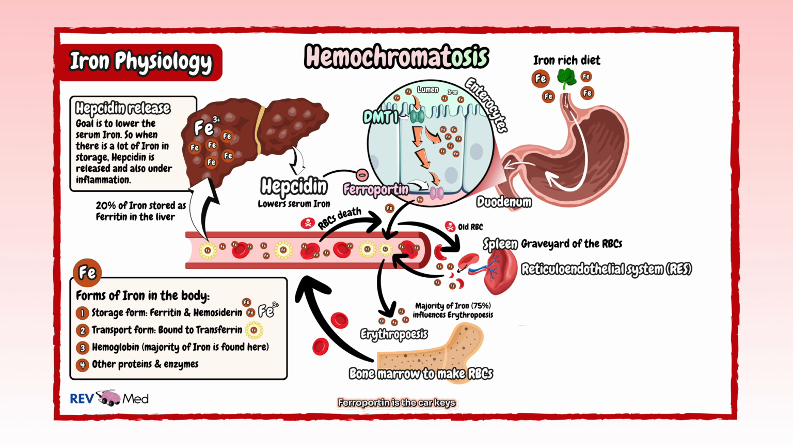Ferroportin is the car keys to drive into the bloodstream and jump into its car, the transferrin. So older bro just takes the keys away. So hepcidin inhibits the release of iron into circulation. Iron can't hop on the highway of blood throughout the body, and so we get lower serum iron levels.